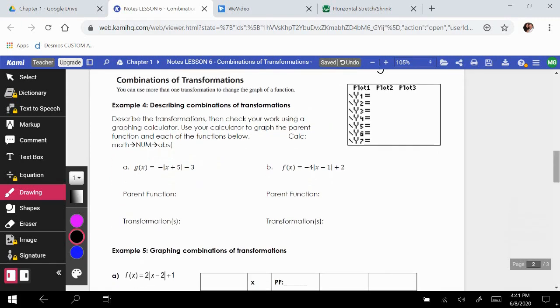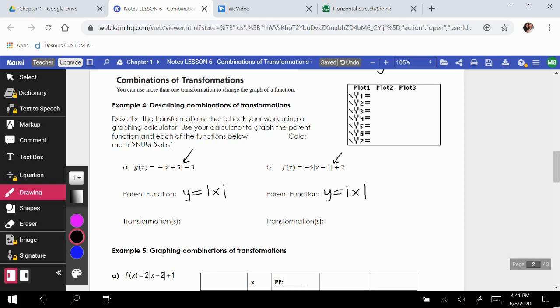So in example 4, we're going to be describing the transformations, then checking our work using a graphing calculator. Okay, so you will need a graphing calculator in this section. It says use your calculator to graph the parent function and each of the functions below. Okay, so let's first start on our own. I know that the parent function here is absolute value of x because I see the absolute value bars.